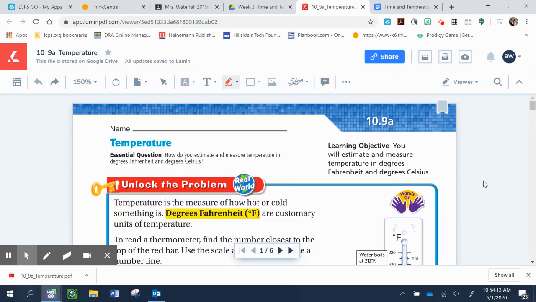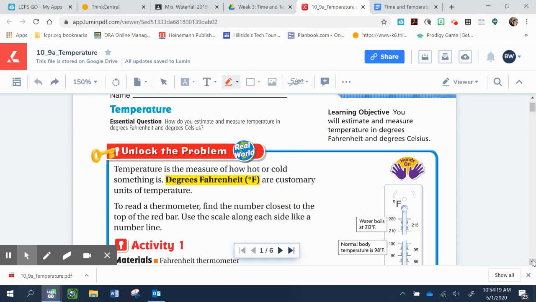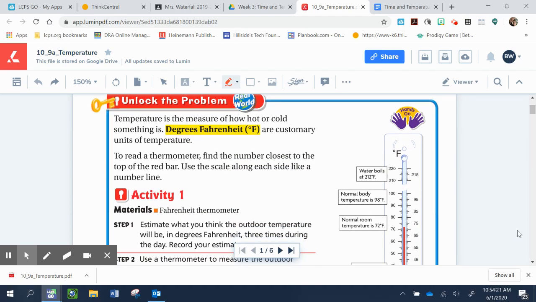Right, so looking at our temperature lesson for today, hopefully you watched your vocabulary video. We're going to be going over this a little bit more in our lesson. We know that temperature is the measure of how hot or cold something is. And in the US, we use degrees Fahrenheit, which is the customary unit of temperature. And to read a thermometer, we find the number closest to the top of the red bar and use the scale along the side like a number line.